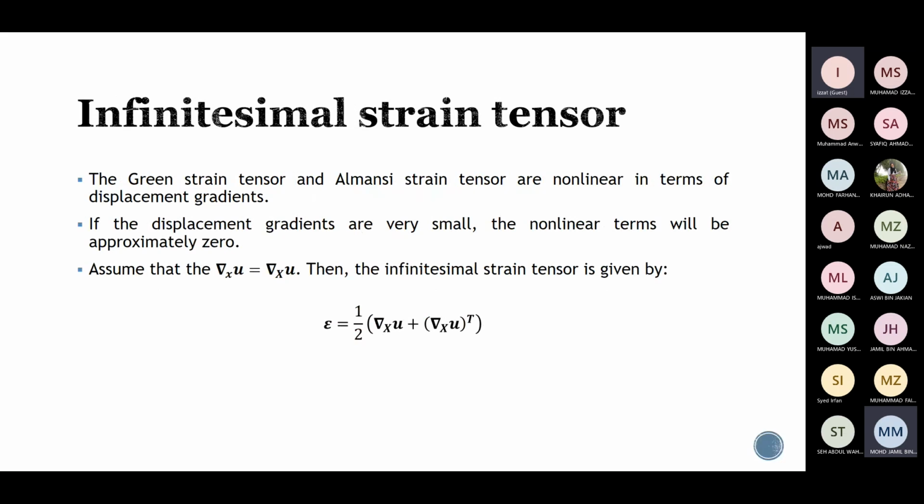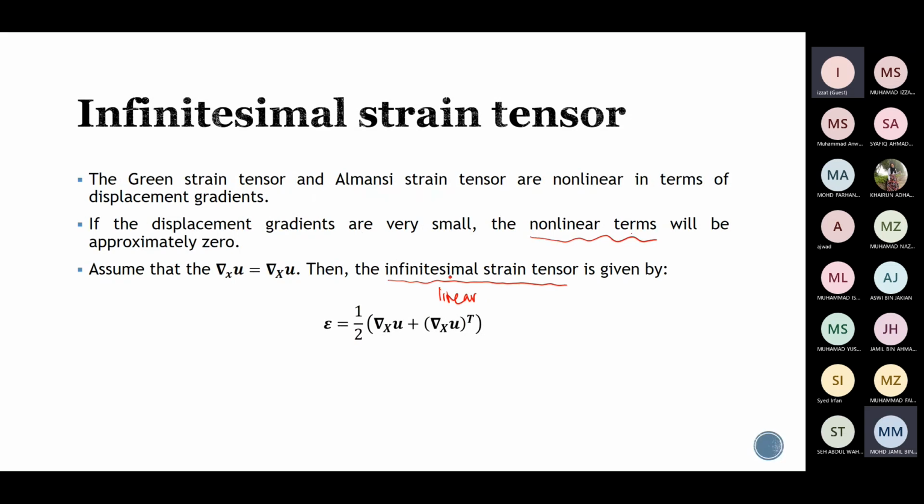So when you have non-linear terms, then when you want to plot the graph, dia jadi macam tak boleh nak plot dia linear graph lah, lebih kurang macam tu lah. So if we assume that the displacement of the material is very very small, then we can eliminate the non-linear terms. Then when the non-linear terms are eliminated, then we have a new strain tensor. Okay, so we call it the infinitesimal strain tensor or the linear strain tensor.